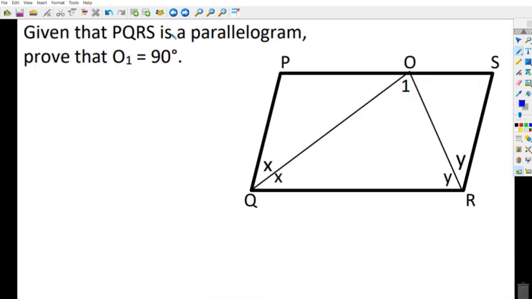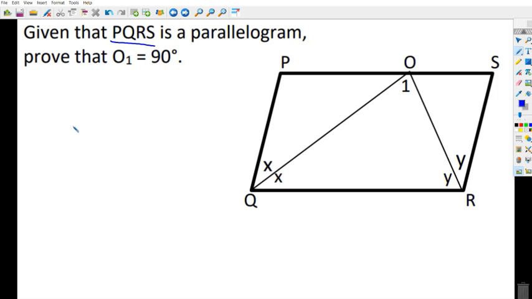Alright, let's look at the next one. Right, given that PQRS is a parallelogram, prove that O1 is equal to 90. Okay, so let's see that. Alright, so I want you to pause the video. I want you to think for yourselves, guys. Really, I want you to think for yourselves. Because maths, it doesn't help if you wait for sir the whole time. Okay, you need to struggle to strive. Alright, so you need to do something yourself. So pause the video, see if you can do it.